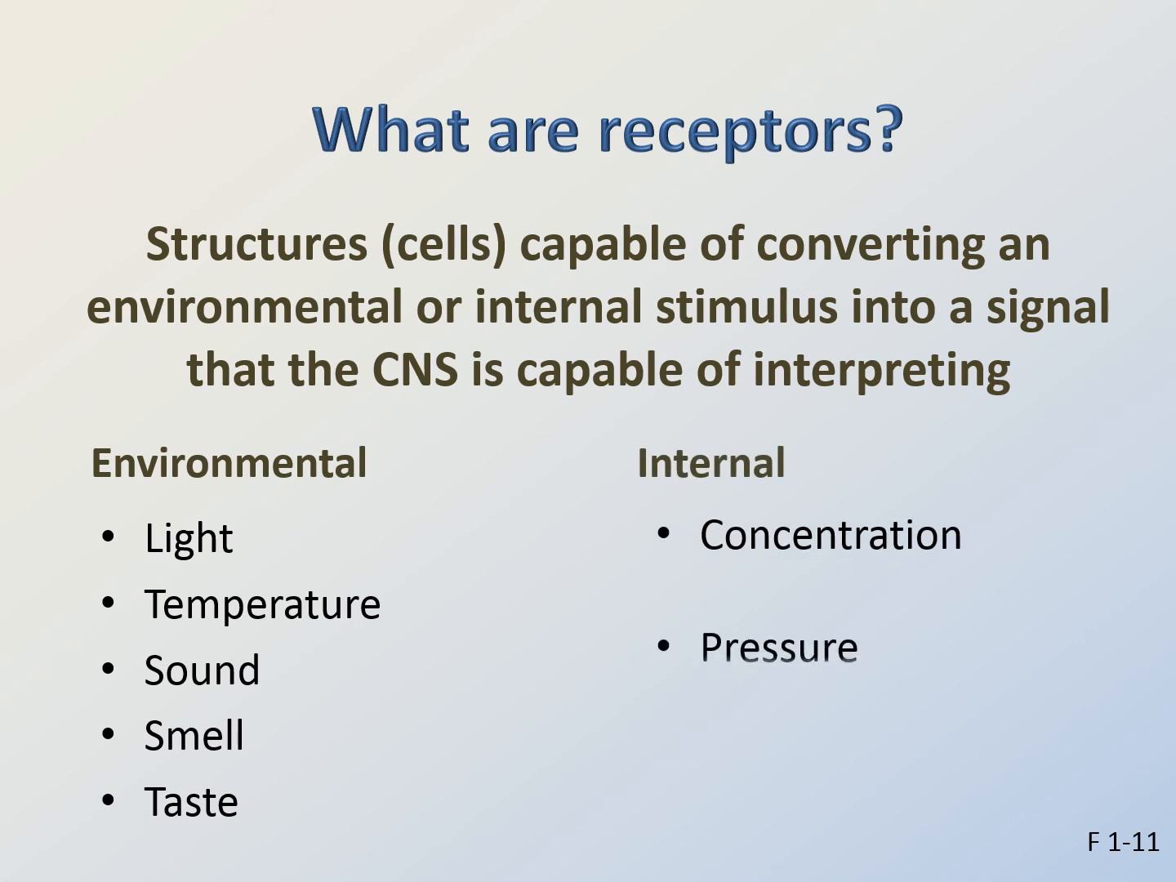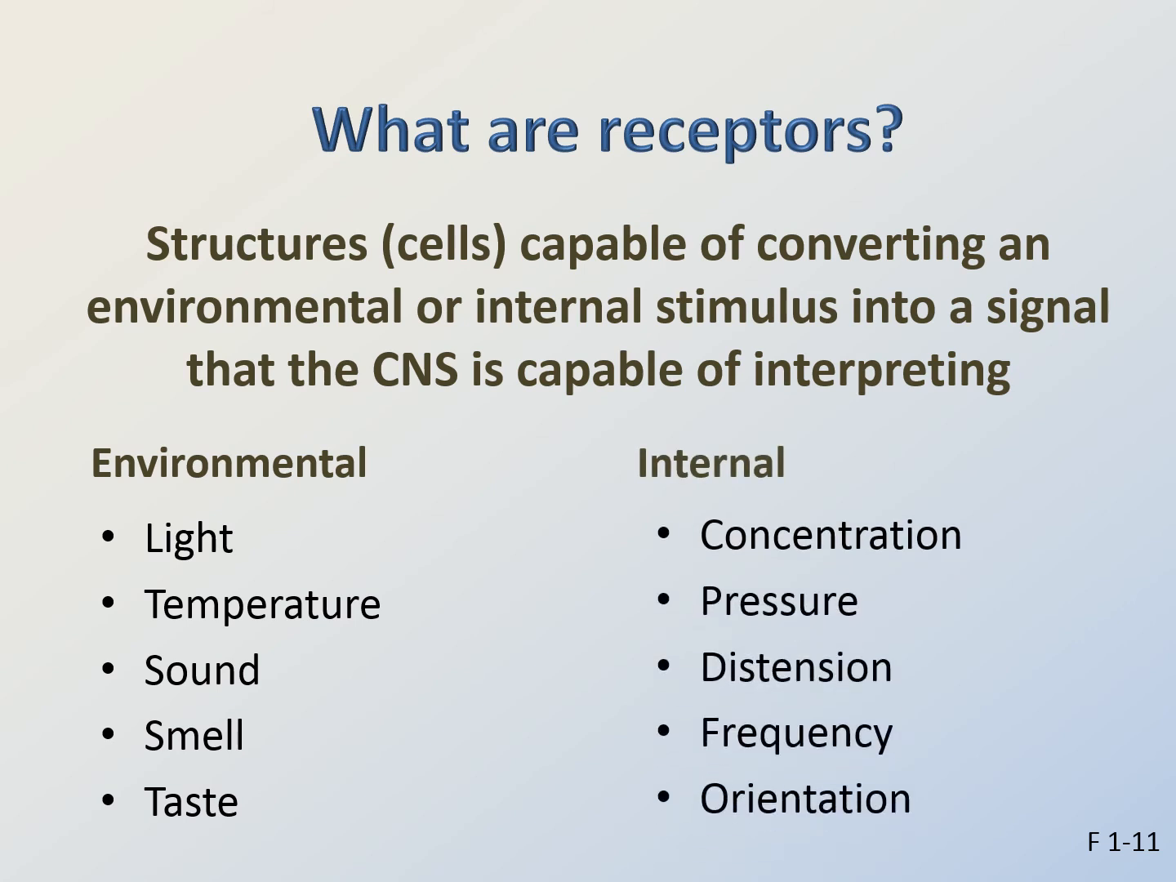From within the organism, receptors can detect concentrations of solids, pressure, distensions of tissue, frequency of many events such as heart rate or respiration, and more complex situations such as balance or orientation.